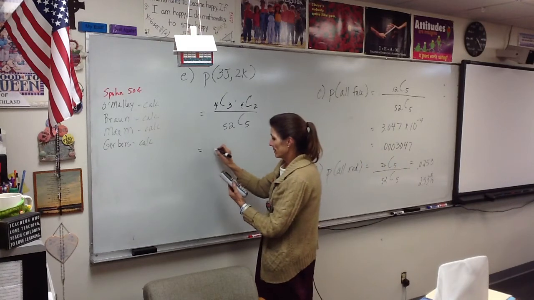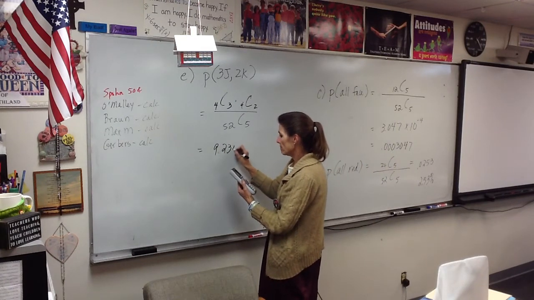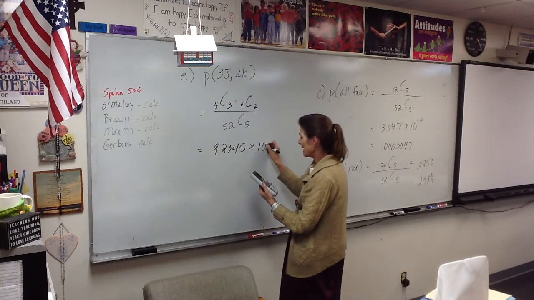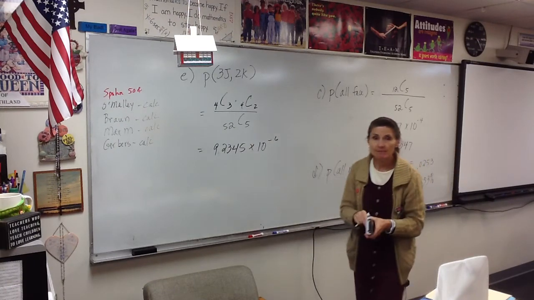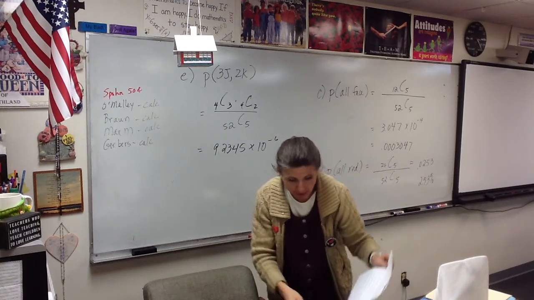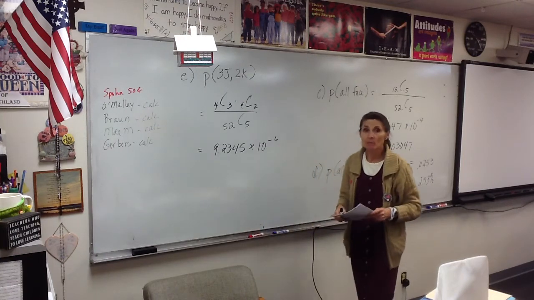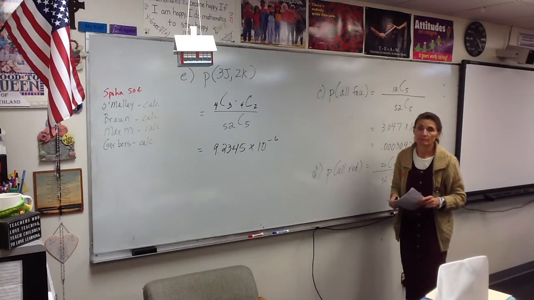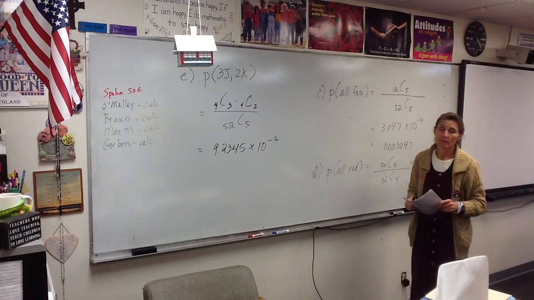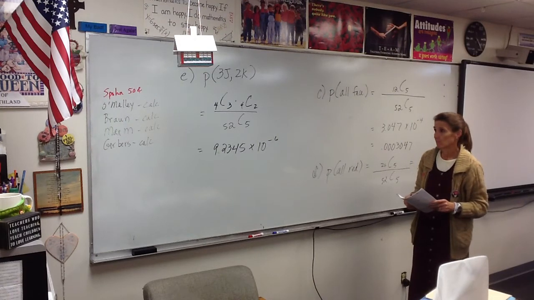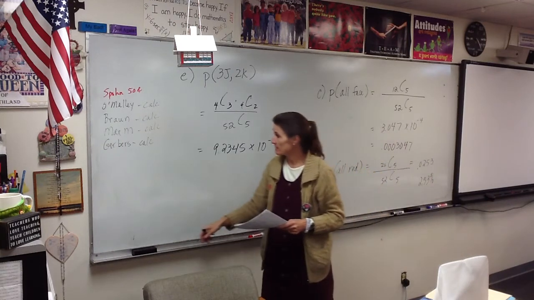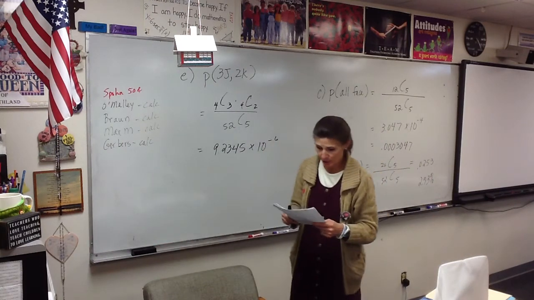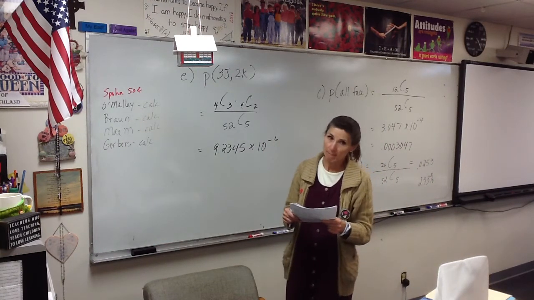Oh boy, 9.2345 times 10 to the negative 6th. Feel free to leave it in scientific notation. Please understand that is a really, really, really small number. Really small. So your probability of getting 3 jacks and 2 kings is not very good. I wouldn't bet my allowance on it.